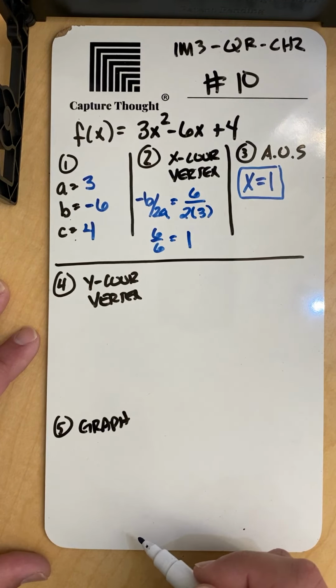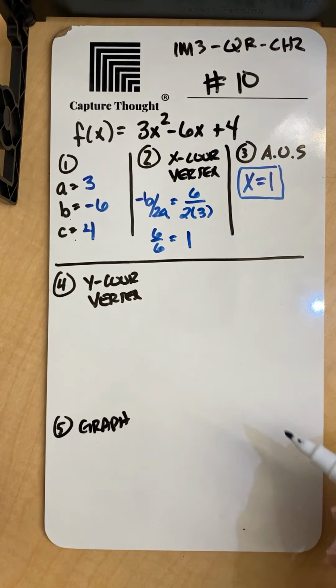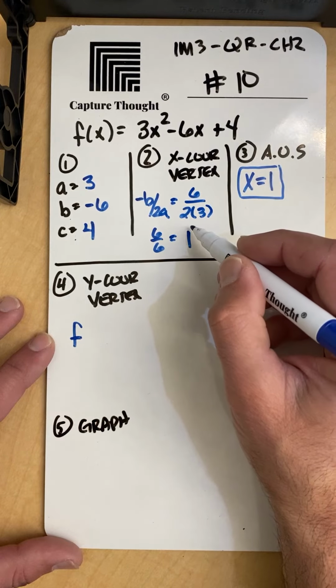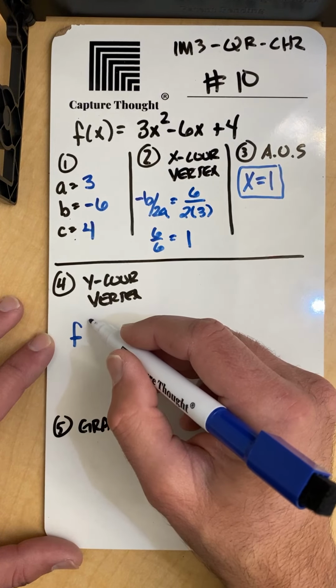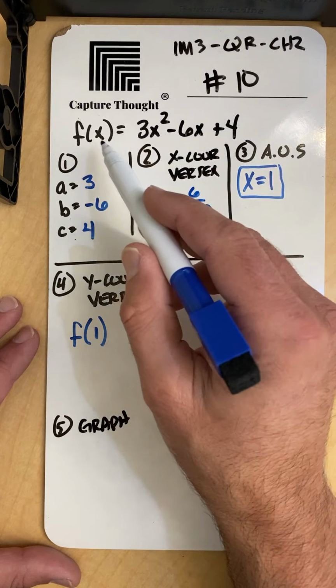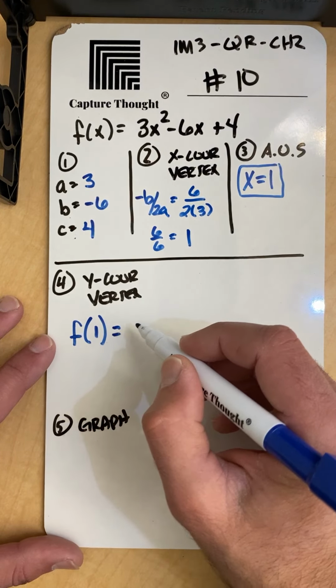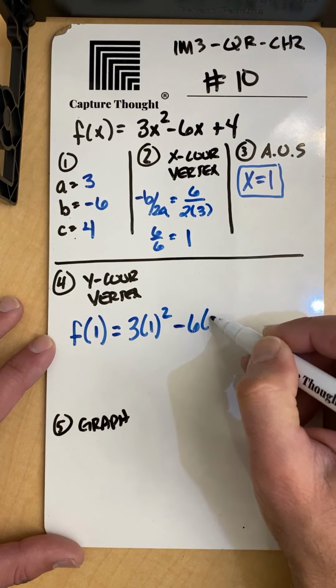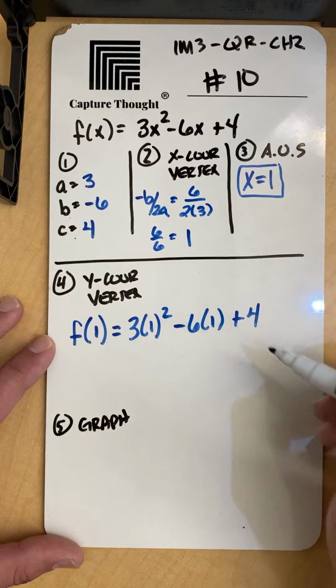Step 4, finding the y-coordinate of the vertex. This can be challenging for students. The way that you do it is you want to evaluate whatever number you got in step 2, so f of 1. So if the x-coordinate is 1, we're going to plug it into our function and find the y-coordinate. So that's 3 times 1 squared minus 6 times 1 plus 4.